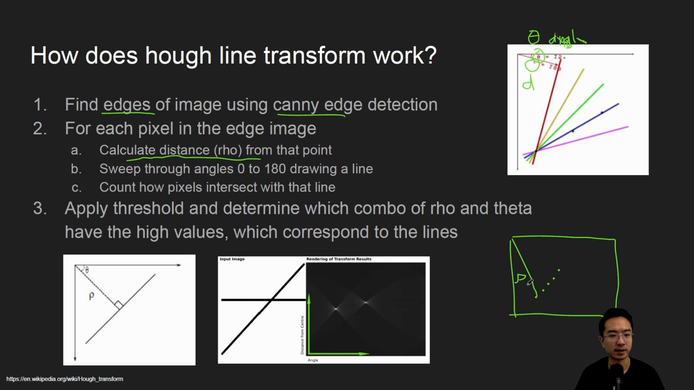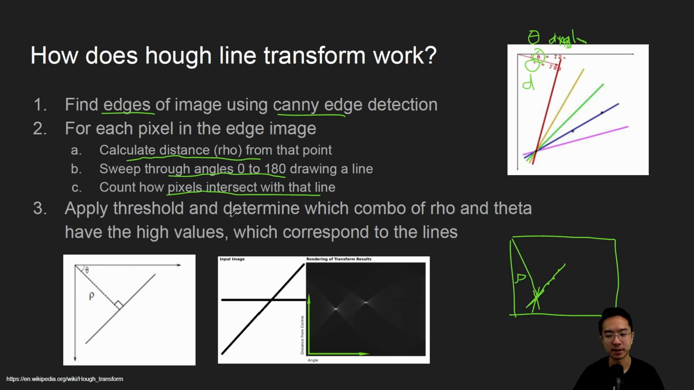So you'll calculate that distance and then you're going to sweep through angles 0 through 180. So we're going to have a bunch of different lines that pass through that point. That's what you'll be doing. And then you want to count how many pixels intersect with that line. So there's going to be only one line in this picture that intersects all these points here.